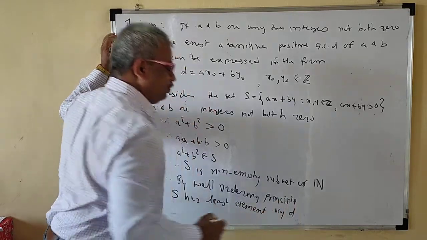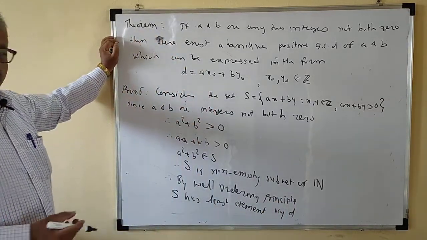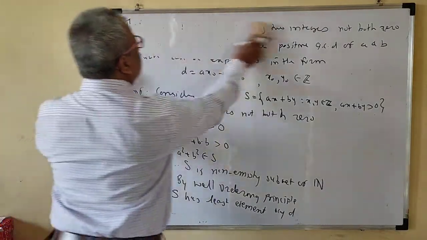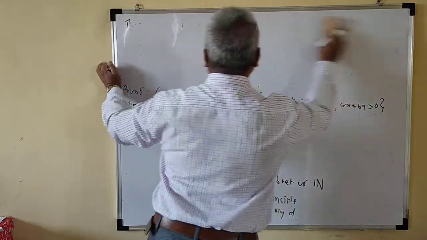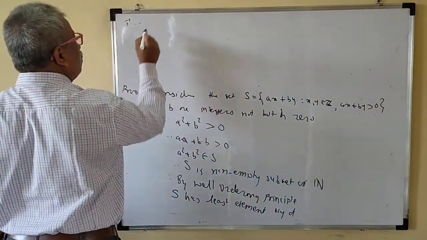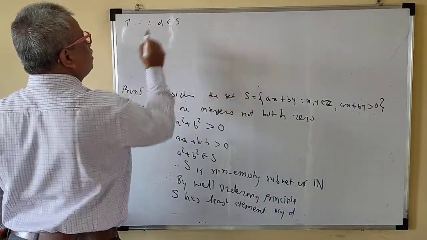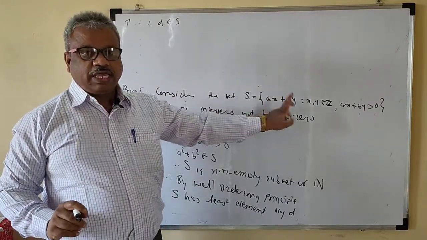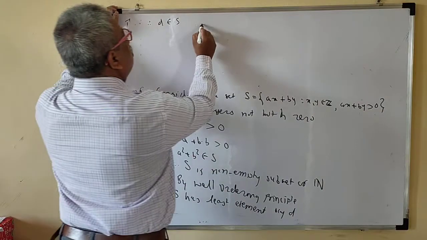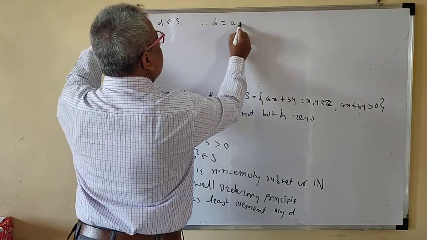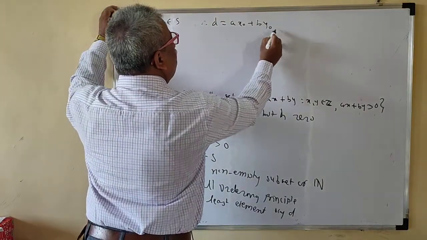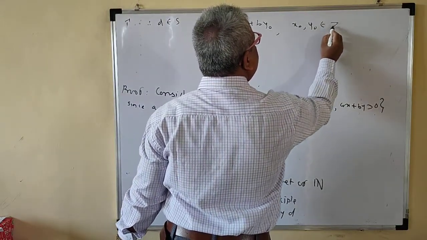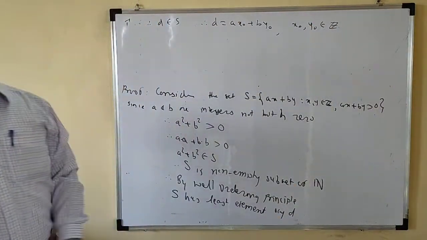Say D. Okay, so let D be the positive integer. That means here D belongs to S. And we know that elements of S are always of the form ax plus by. So therefore D is equal to a x naught plus b y naught, where x naught, y naught belong to Z. Okay, so I can say this.